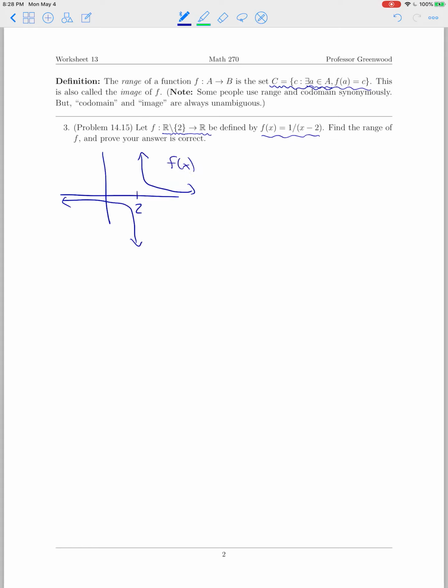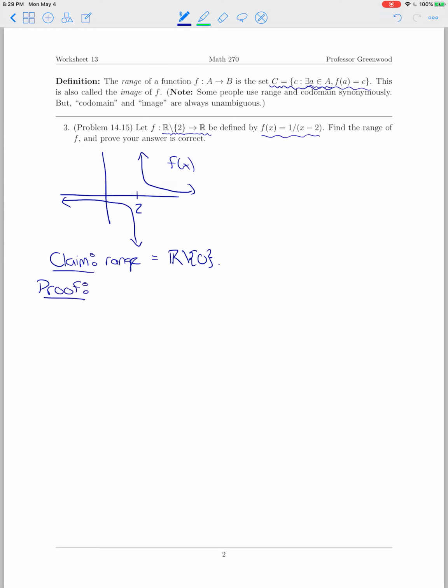That's good enough. Now from this graph, I can see that the function should hit essentially every real value except for 0, because there's never going to be an x value where this is literally equal to 0. And so my claim then should be that the range is equal to R minus 0. Okay, and so now I'd have to prove this.